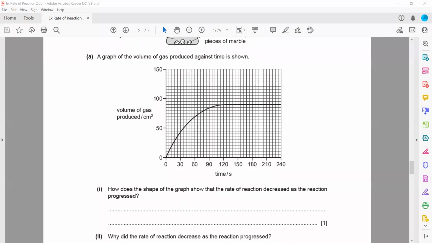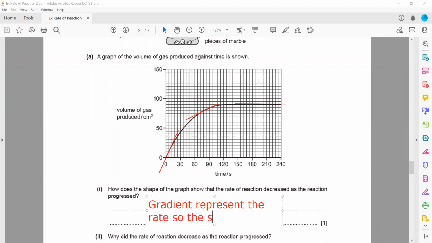Because the gradient of a tangent represents the rate. So what is happening? The gradient is decreasing. The gradient represents the rate of the reaction. So the slope or the gradient decreases, which shows that the rate of the reaction is also decreasing. If the slope increases, then the rate of the reaction will also increase.